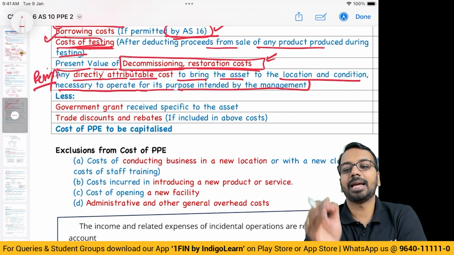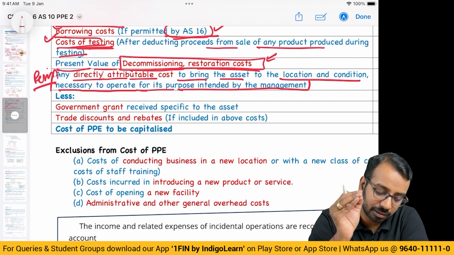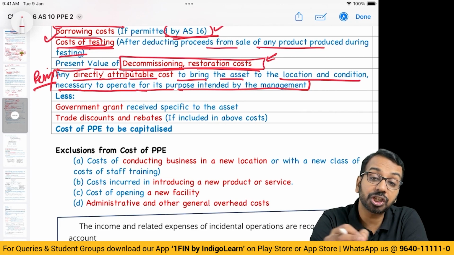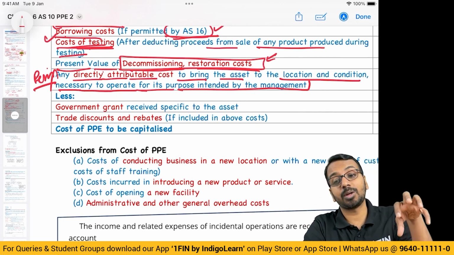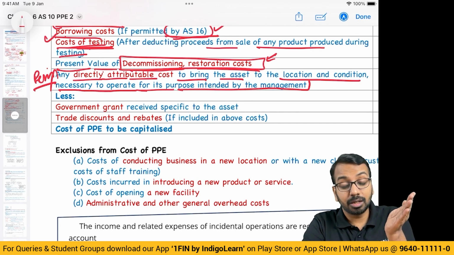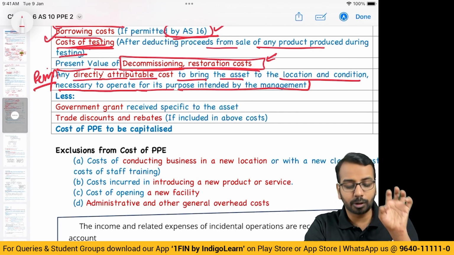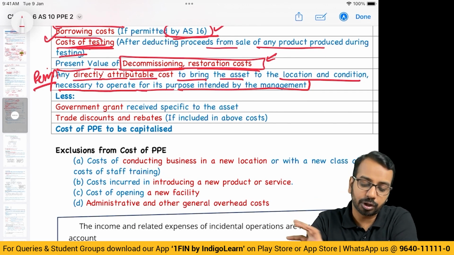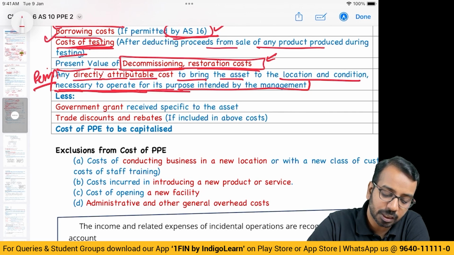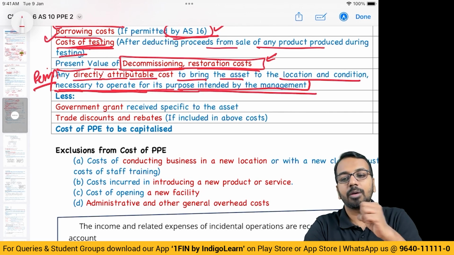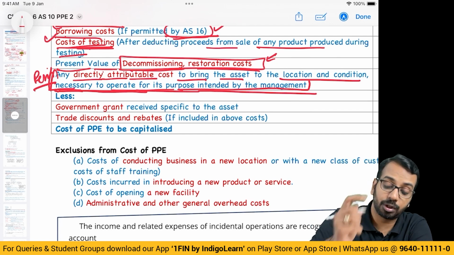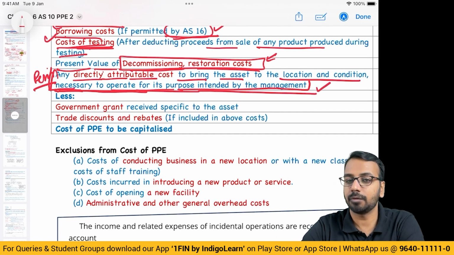Any directly attributable cost to bring the asset, to bring the plant to the location, and location means where does the management want to install that particular equipment? That is the location. Condition. In which condition do we want it? Do we want to install it? Where do we want to install it? After doing all of that, so that it is ready for its purpose as intended by the management. How the management wants it? Any cost which is directly attributable to that will also be added to the cost of equipment.